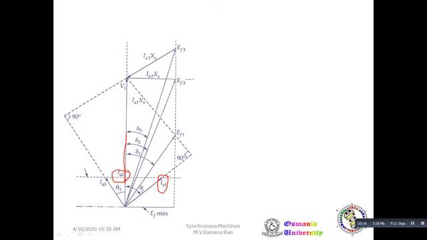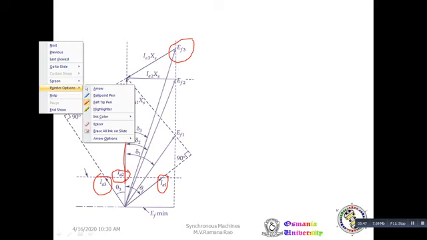Now, if I still increase from EF2 to EF3, what happens? The armature current changes from IA2 to IA3. So now IA3 is leading with respect to VT. Observe here, IA3 is leading with respect to VT. So this is an overexcited synchronous motor, and the motor will operate under leading power factor. Now observe here carefully: excitation is increasing from EF1 to EF2, EF2 to EF3. So let us remove these red marks. Now see.